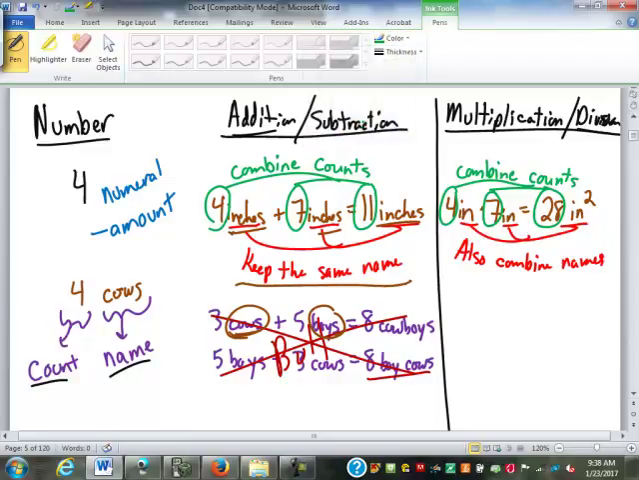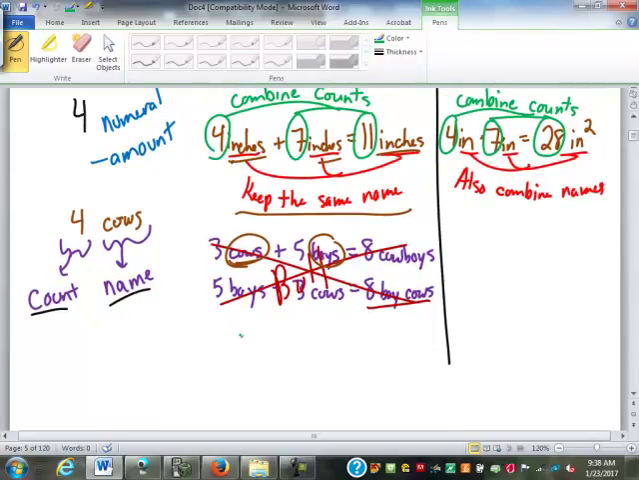A little bit more of a practical example might be 5 feet plus 2 pounds. If I go to add those, I'm going to get 5 feet and 2 pounds. I cannot combine those with addition or with subtraction because they have different names.